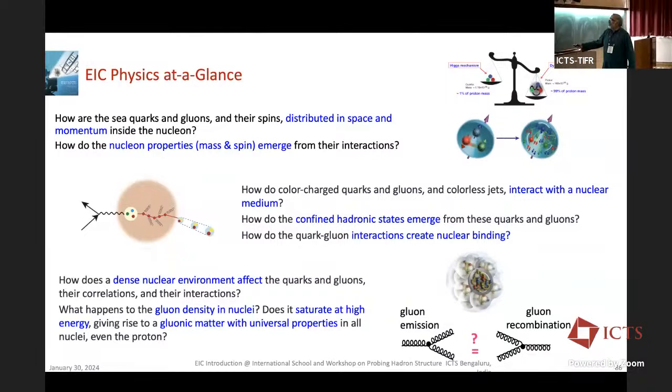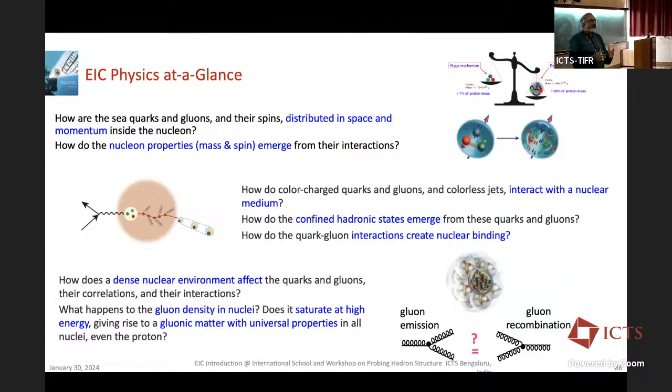And last but not least, I mentioned to you before, what happens to the gluon density? Does it saturate at high energy, or does it keep on going up? Now, intuitively, you know that this cannot be, right? Infinities are not possible. What could be the possibility? We are all confined inside the proton or the nucleus, and the gluon density keeps on going up.